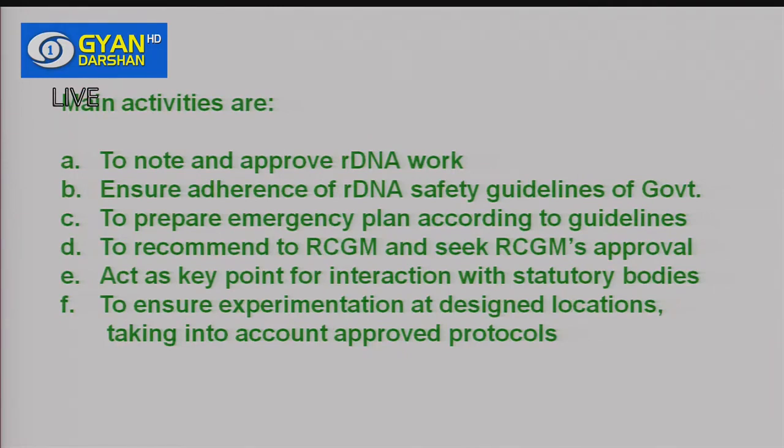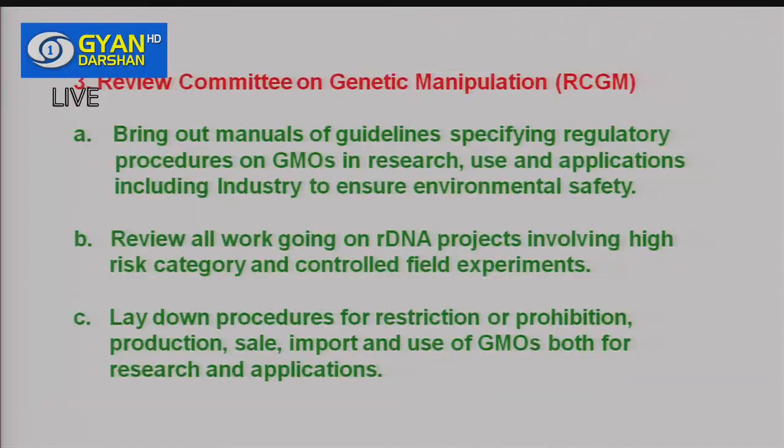RCGM stands for Review Committee on Genetic Manipulation. So the next tier that we have is the Review Committee on Genetic Manipulation. Now this committee has several responsibilities. Bring out manuals of guidelines specifying regulatory procedures on genetically modified organisms in research, use and applications including industry. Review all the work which are going on in rDNA projects, recombinant DNA work, including risk category and controlled field experimentation. Lay down procedures for restriction or prohibition, production, sale, import and use of genetically modified organisms.